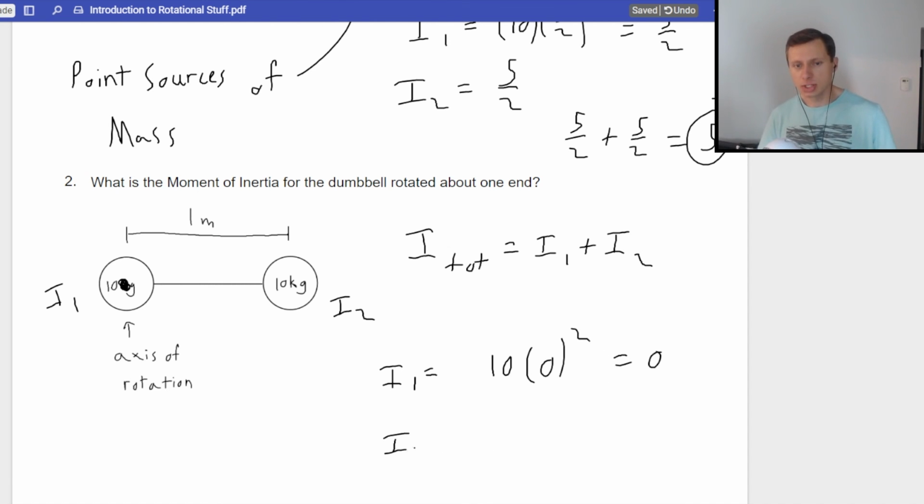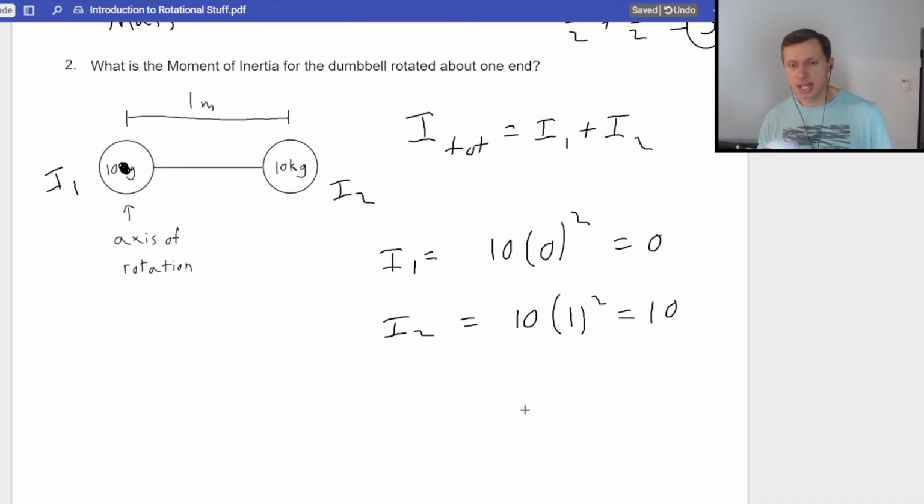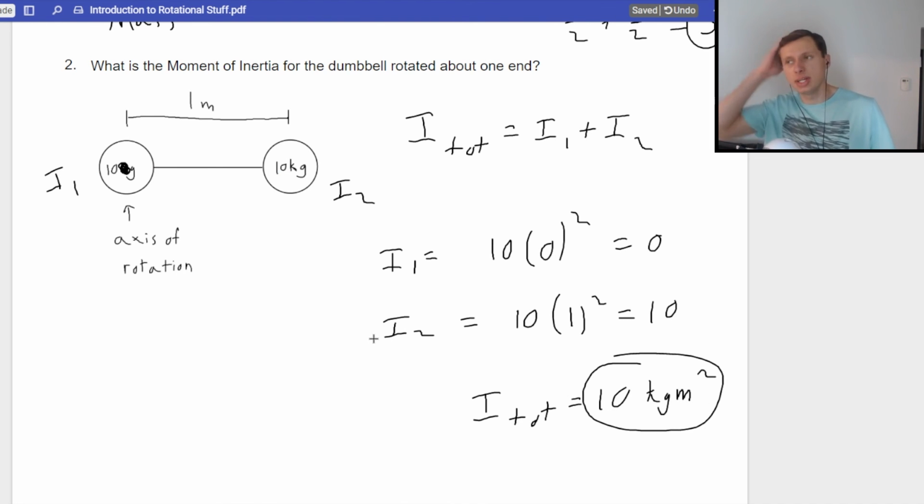Then we have I2. I2, again, the equation is mr squared. So 10 is the mass. The radius this time, it's not 1/2. It's the full 1 meter. So 1 squared, that's 10. We add these up together. We get I total is 10 kilogram meters squared. There's our answer. Notice when we put the thing hinged at the end point, it's double when it was hinged at the center.